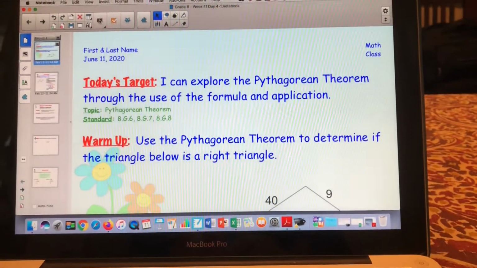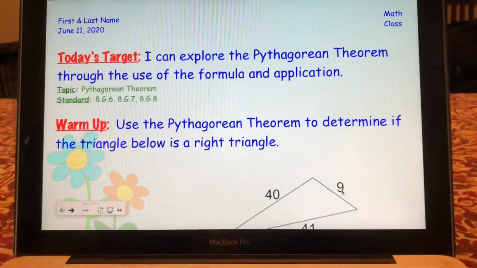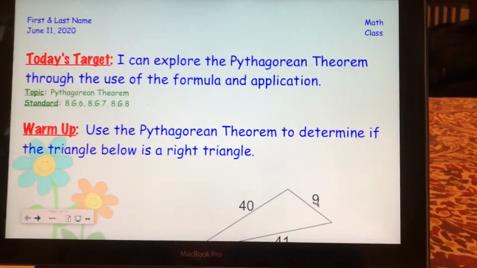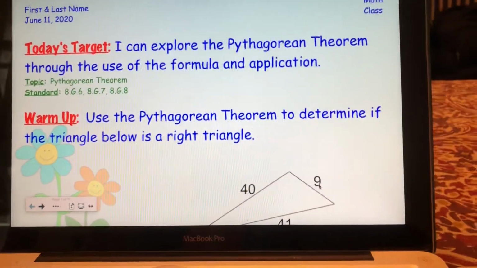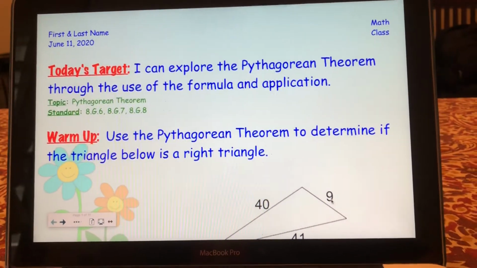We are going to continue with the Pythagorean Theorem. And I know it's a little difficult. It's really hard. I think it's even harder to have to learn this online. But I think all of you can get it.